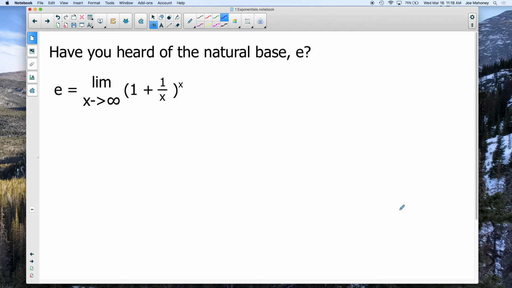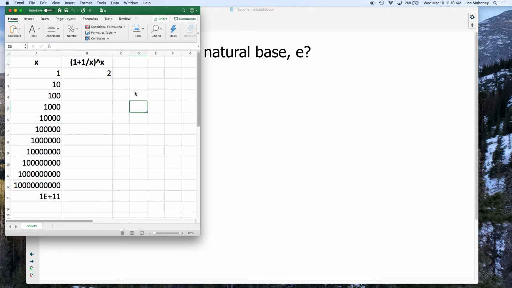All right, this is one of my favorite things. Have you ever heard of the natural base? The natural base is e, and it's a limit. It's the limit as x approaches infinity of this expression here. Now, I've got something for you. Let's see if I can bring it up. All right, so here's a table of values. I'm going to walk you through this table of values. So first of all, I'm going to change x by a factor of 10.